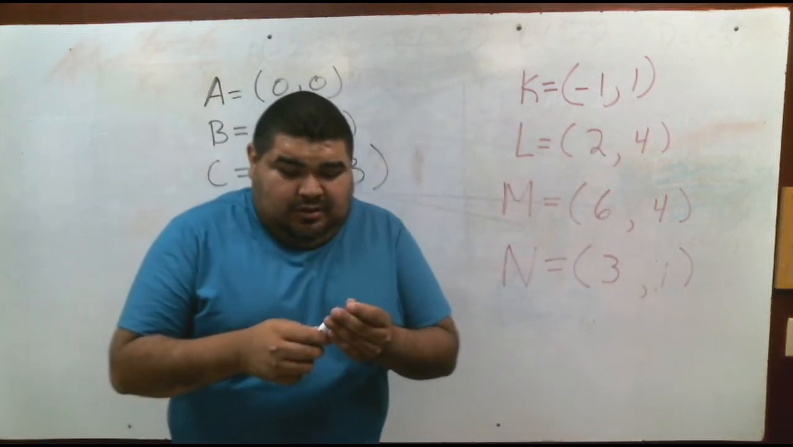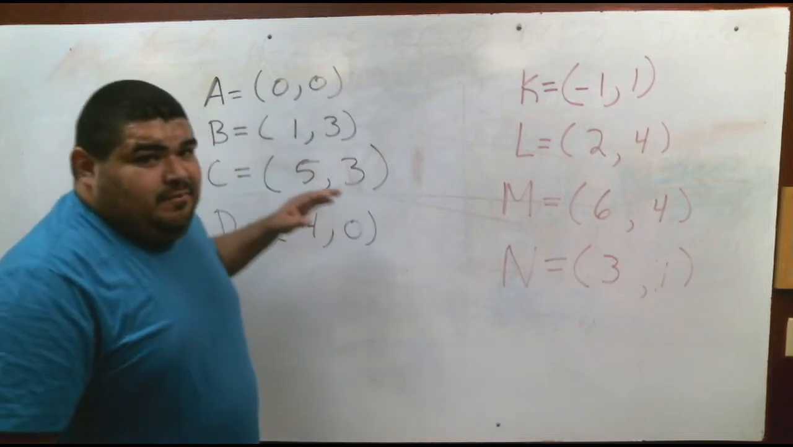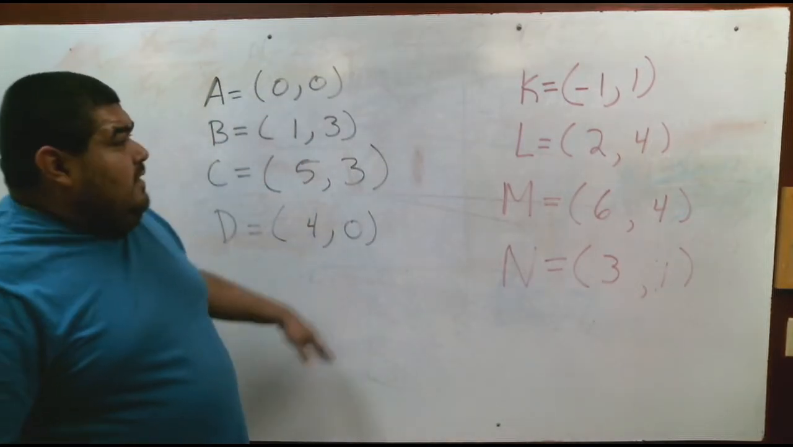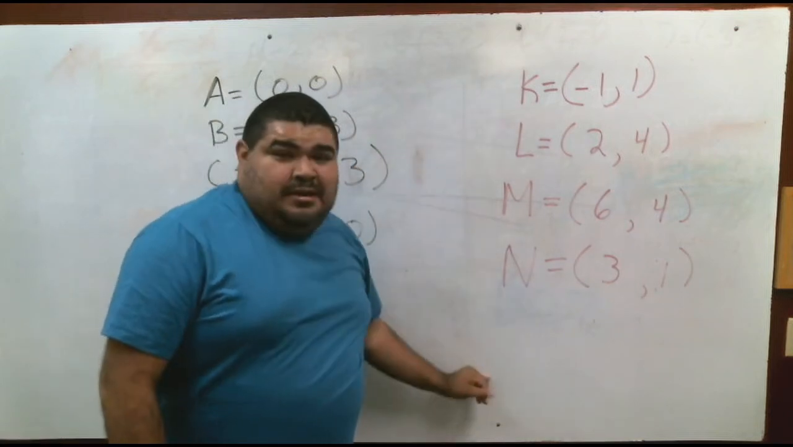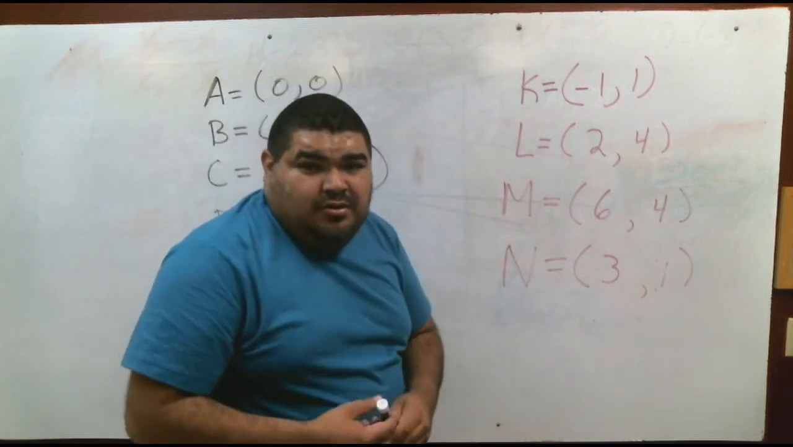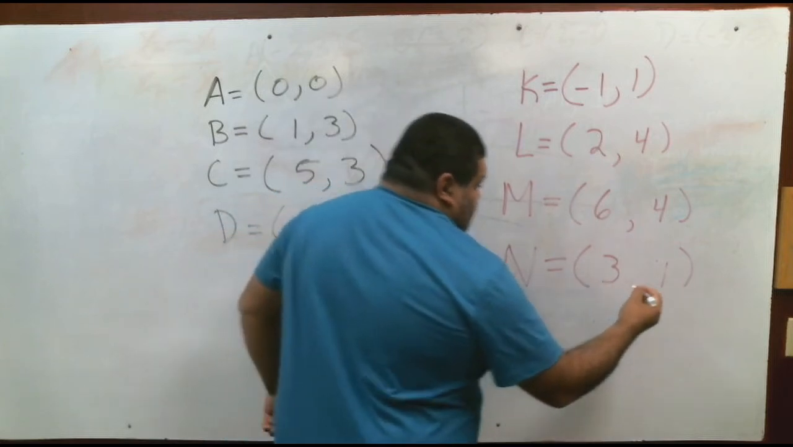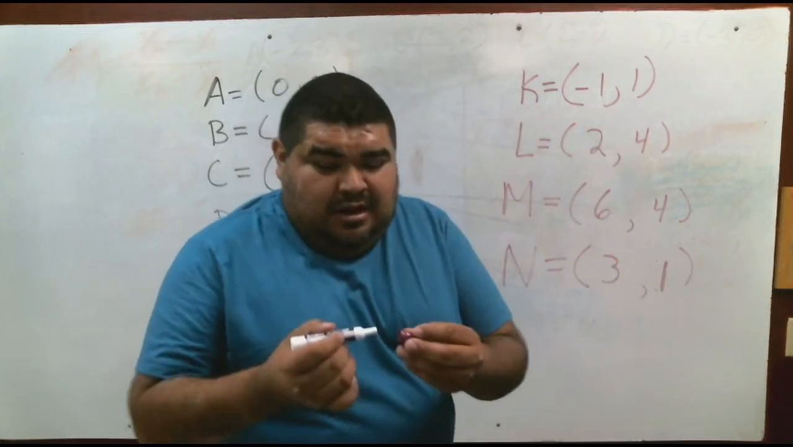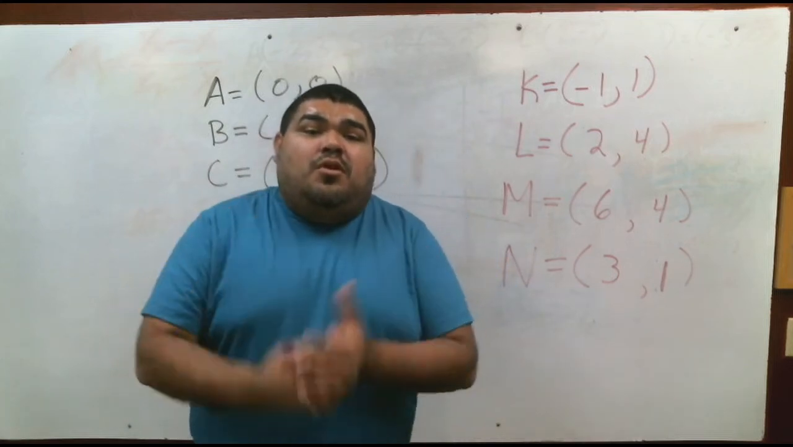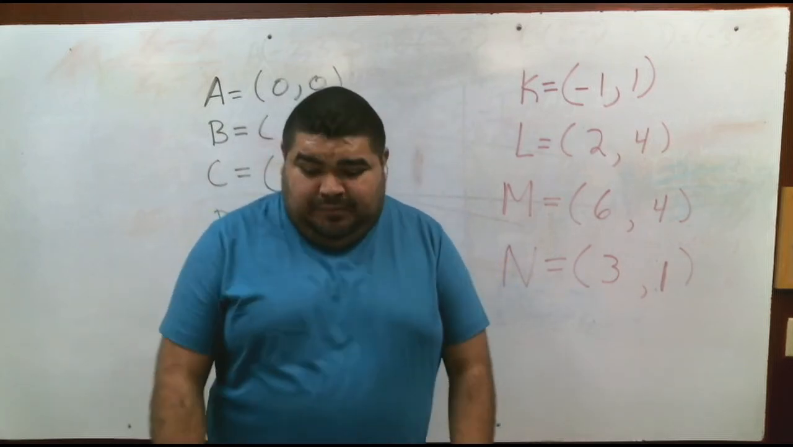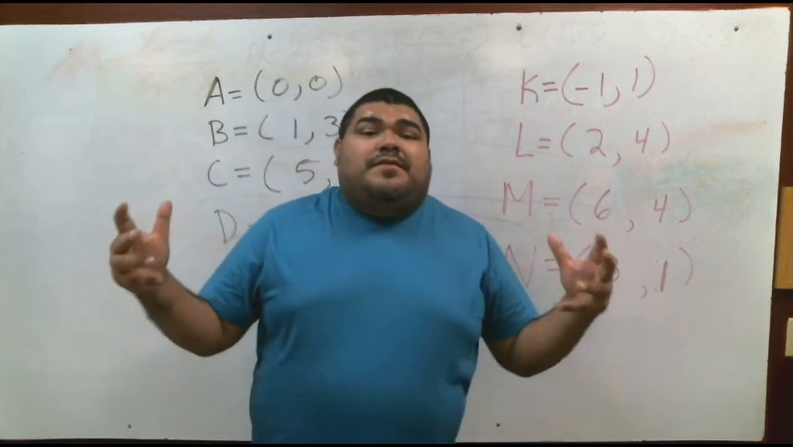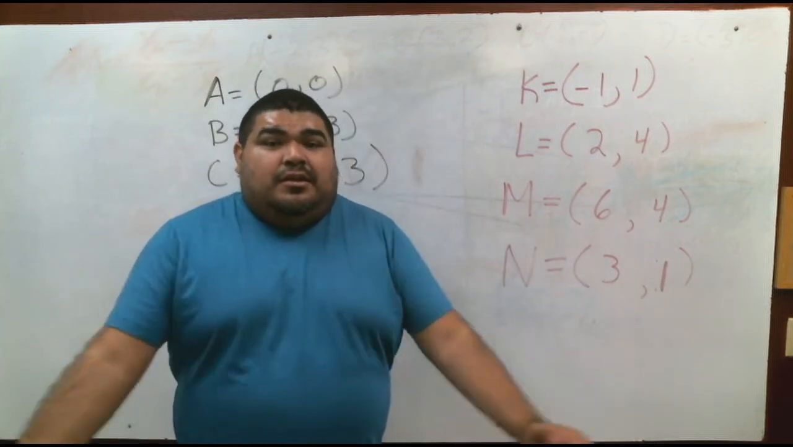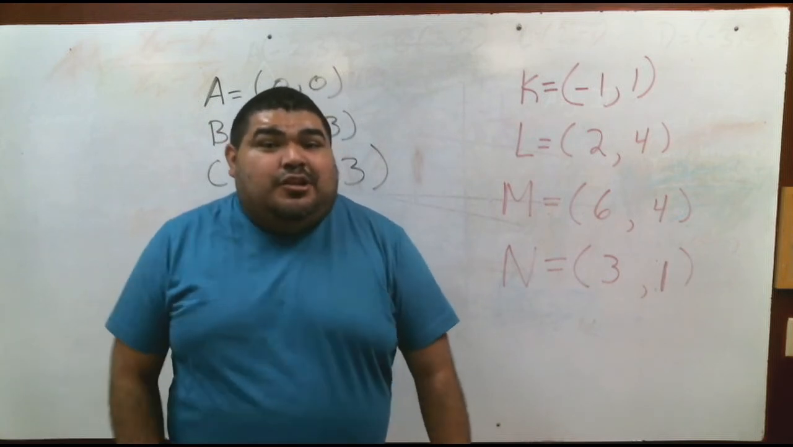All right, so you have 2 problems on the board. You have the first one, A, B, C, D. And then you have the second one, K, L, M, N. Okay, make sure you do all 4 sides in each one. This way you can find out if it is or if it's not a parallelogram. Okay, remember the formula we're using is slope.